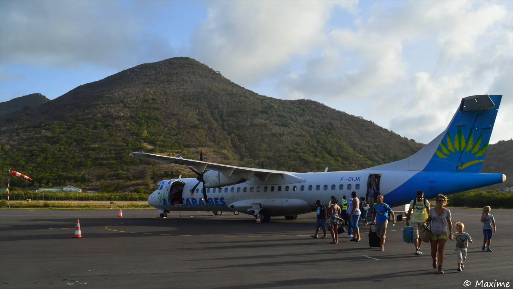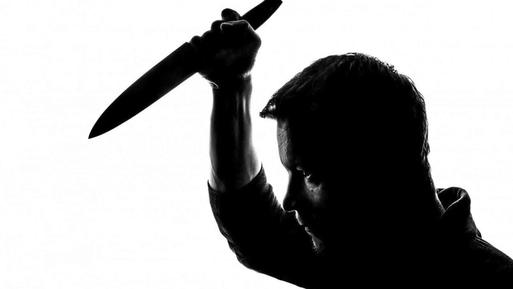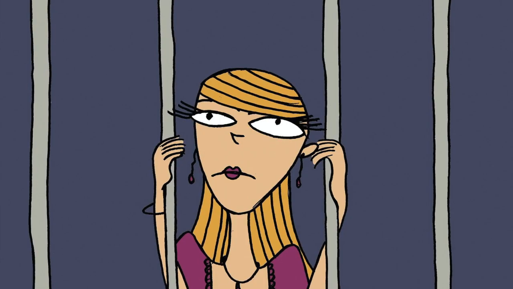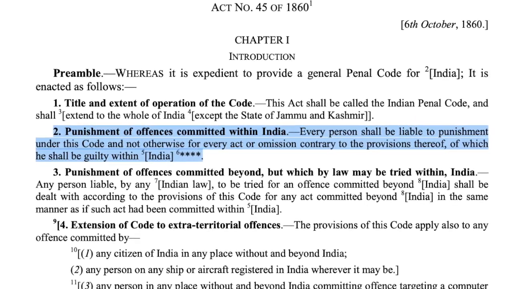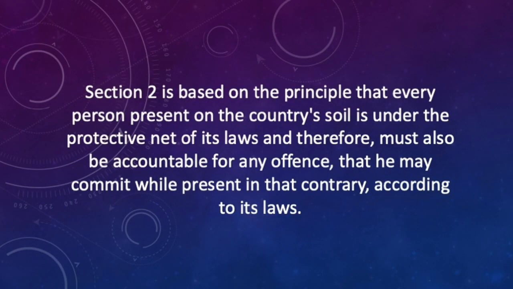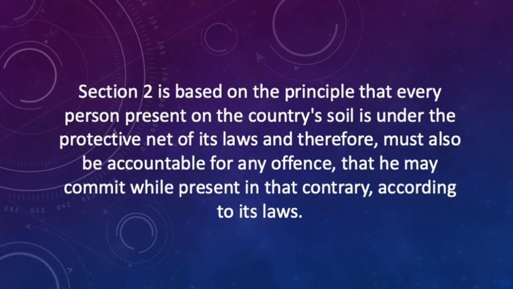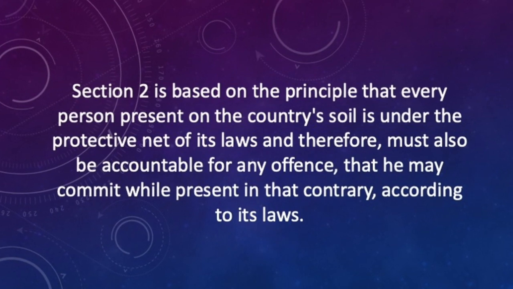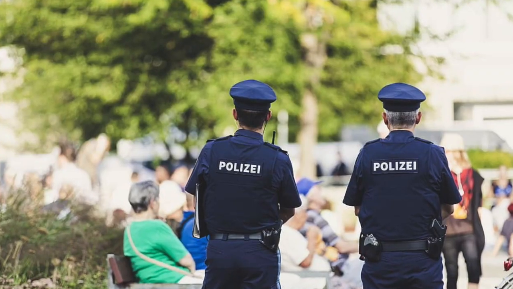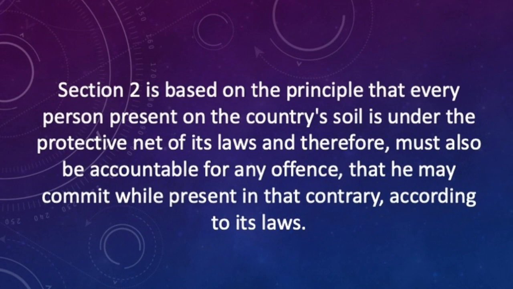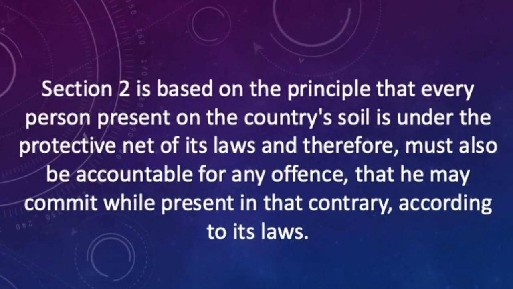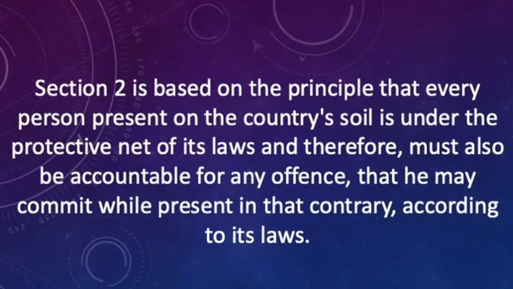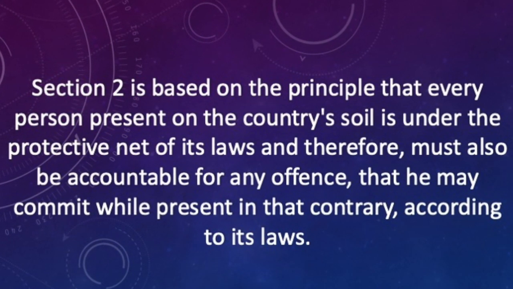Thus, a foreigner entering into India and committing an offence is punishable under the Indian Penal Code. Section 2 of the code is based on the principle that every person present on the country's land or soil is under the protective net of its laws, and therefore must also be accountable for any offence that he may commit while present in that country, according to its laws.